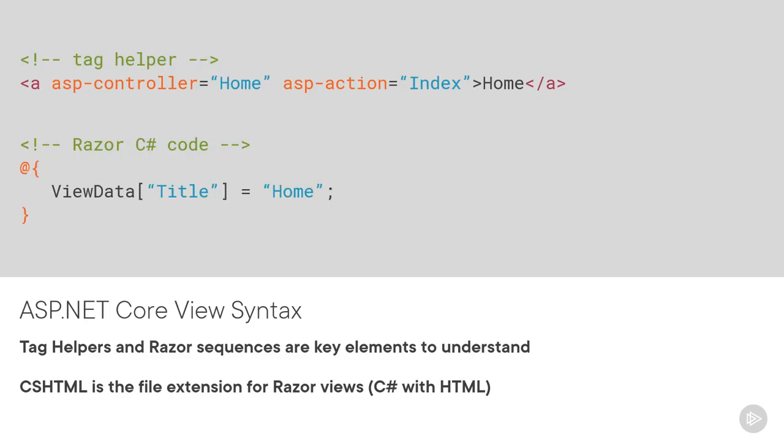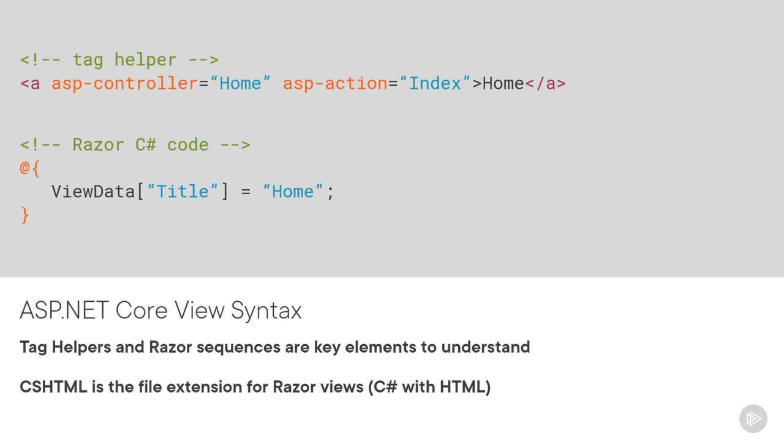We've just seen a few things inside the HTML markup that bear a little clarification. We've seen an A tag with properties called ASP-controller and ASP-action. These are what's called tag helpers, and they're part of the ASP.NET Core framework. Another thing we've seen is some C# code embedded in the view files, like where we set the title value within view data to be home or products or whatever. These are called Razor sequences, and they're started with the @ character. Both of these things are syntax that we can use inside Razor views, both tag helpers and Razor sequences.